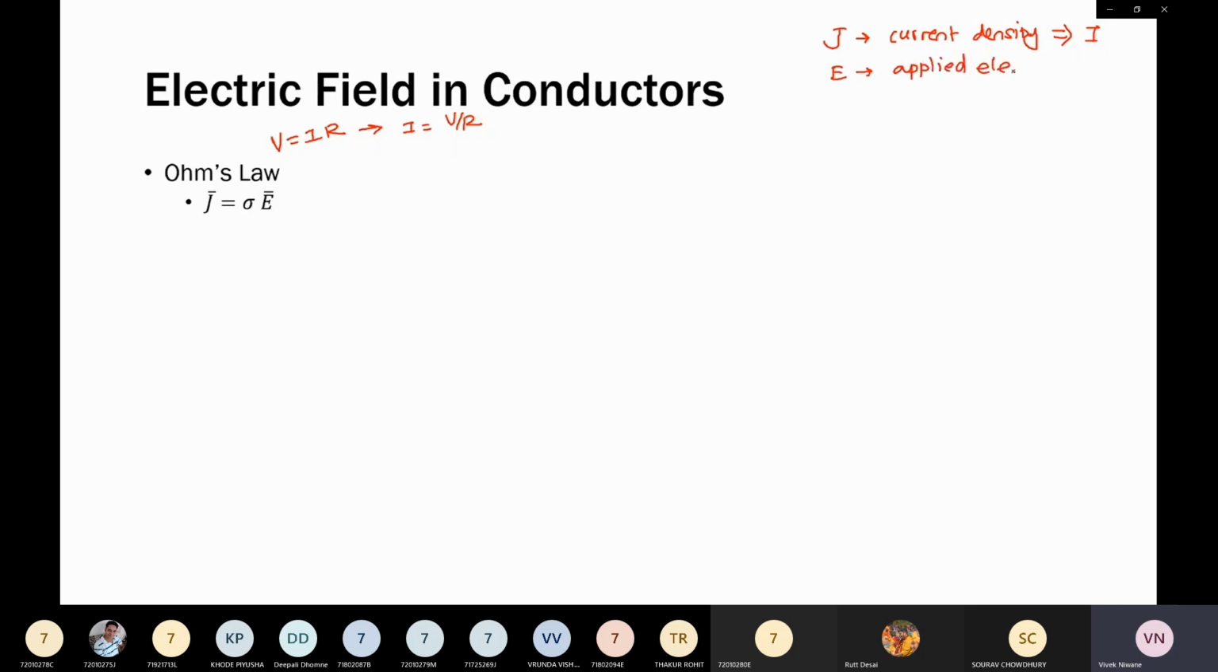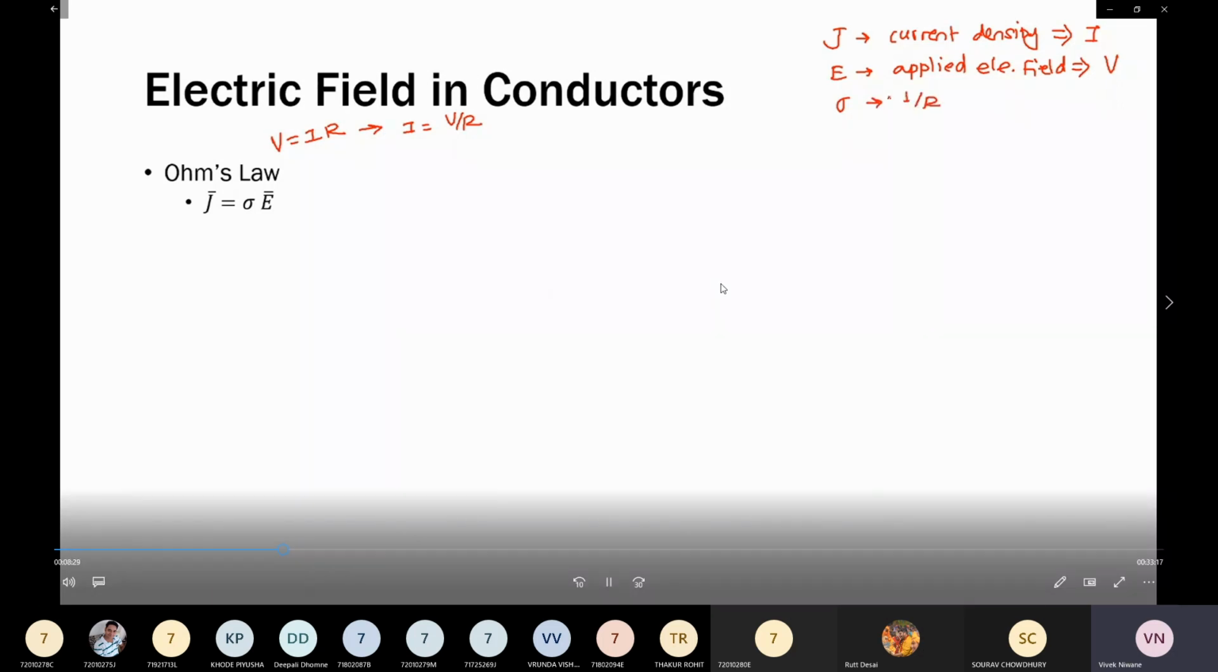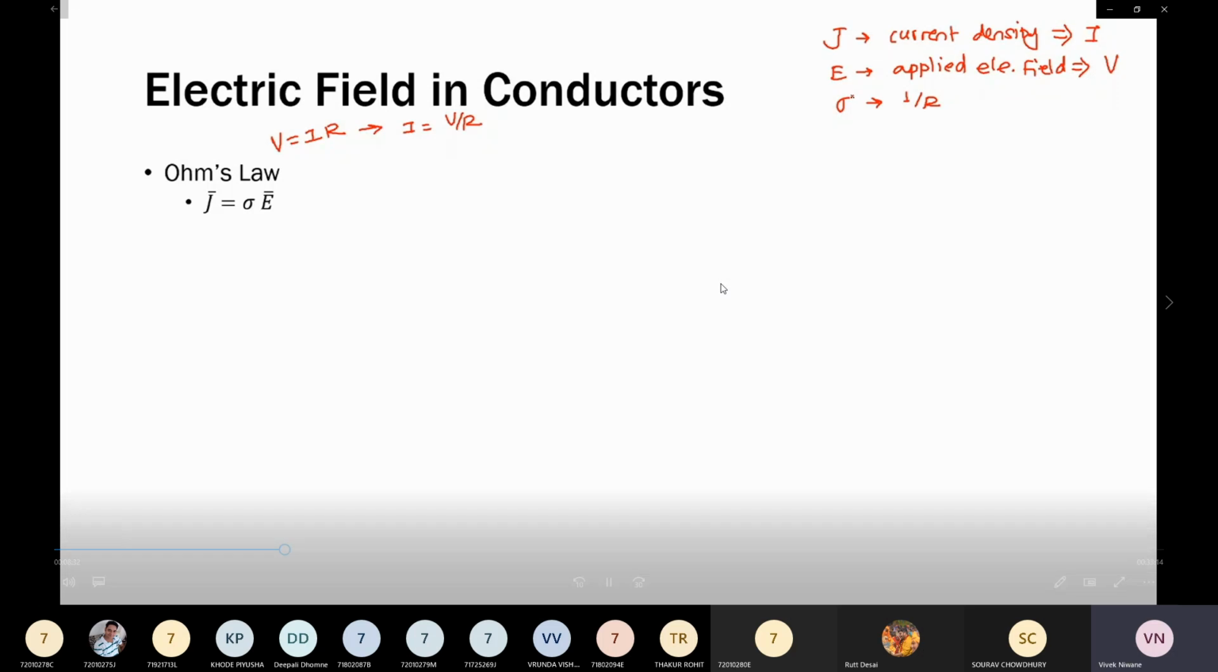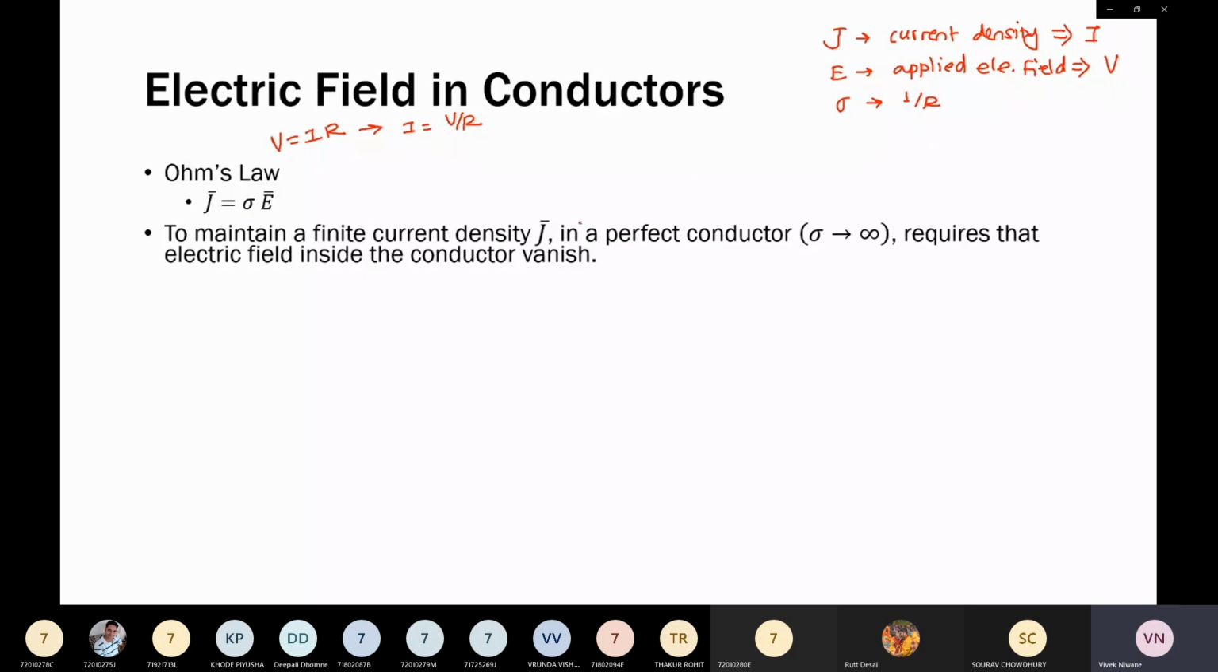the applied electric field, which is analogous to applied voltage, and sigma is nothing but 1 upon resistance, it is conductivity. So overall the formula talks about the same quantities, but this time we have different notations. So current density is expressed as J bar is equal to sigma E bar. To maintain a finite current density J bar in a perfect conductor, that is our assumption sigma tends to infinity, requires that the electric field inside the conductor vanish.